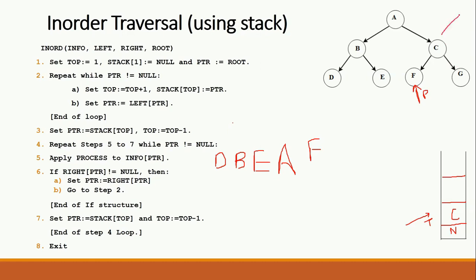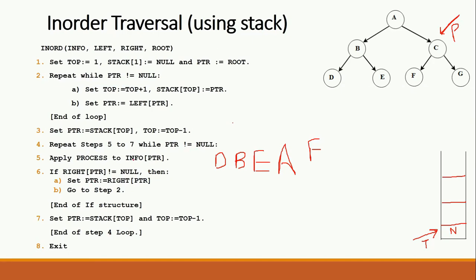So I have C, so the PTR will go here now. And top is equal to top minus 1. So deleted, and this will also be deleted. The top is now pointing to null. This also will be deleted. Now currently we are at the step, we will again repeat while the PTR is not null. So this is step 7 done.